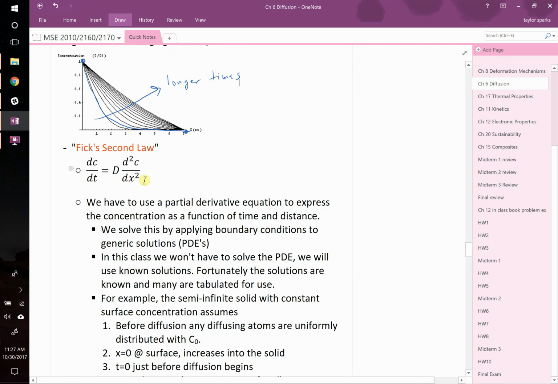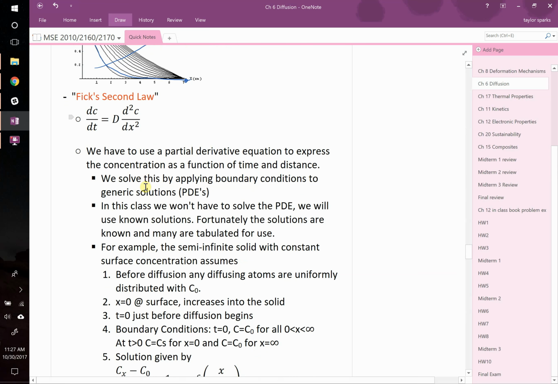So this is, if you've taken PDEs yet, partial differential equations, and you know how to solve these, here's the basic approach. You set it up, you have to apply boundary conditions, and then you use a generic solution approach. In this class, you won't have to solve the PDEs. We're going to give you solutions, but this basically tells you the situations where you can use the solution.